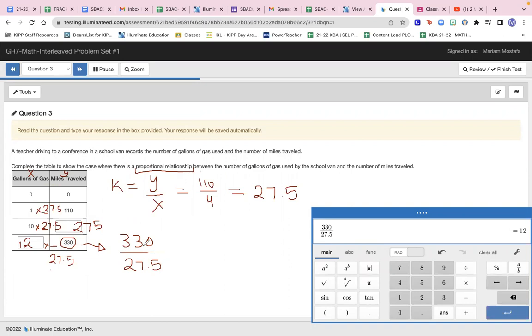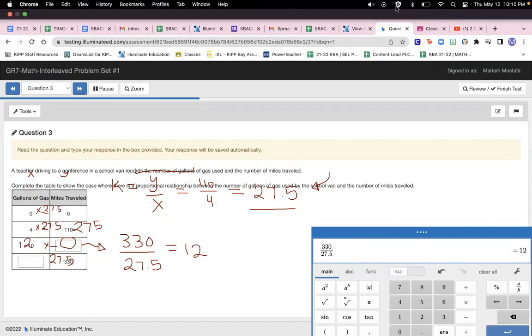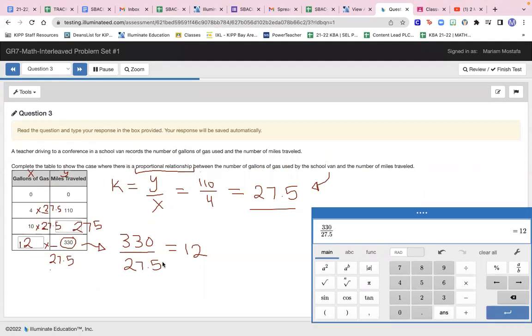So this whole table tells you to complete it to make it proportional. In order to do that, you have to find the constant of proportionality. Now that you found the constant of proportionality, you can multiply your x values by the constant to give you your y values, which is what I did for the first two. Because I don't know what times 27.5 gives me 330, I ended up just dividing the two and getting 12. So the main thing is you have to find the constant of proportionality to make this table proportional. You have to.